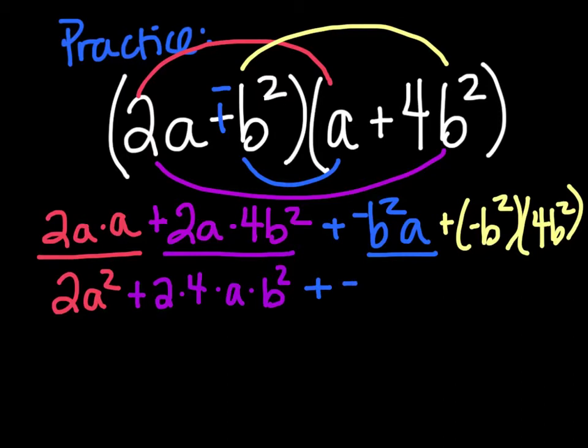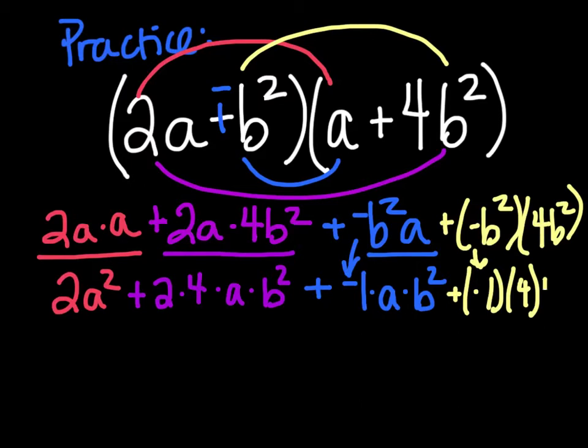And then I'm going to do the same thing with this other one. I have essentially a -1, then a times b squared. It doesn't matter what order I have them in. I just want to put them in alphabetical order because it's a little easier. And then my last little bit, I essentially have that -1 again, times 4, and then I have b squared times b squared.